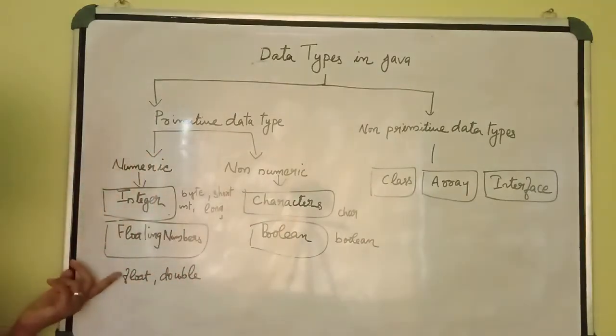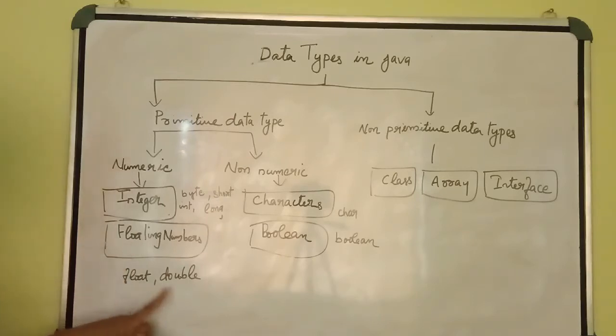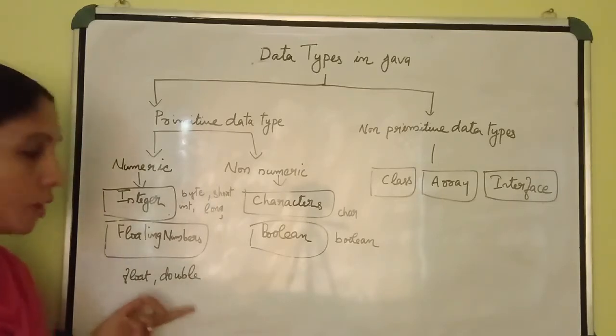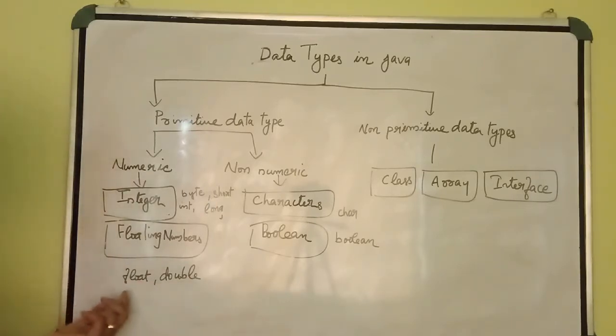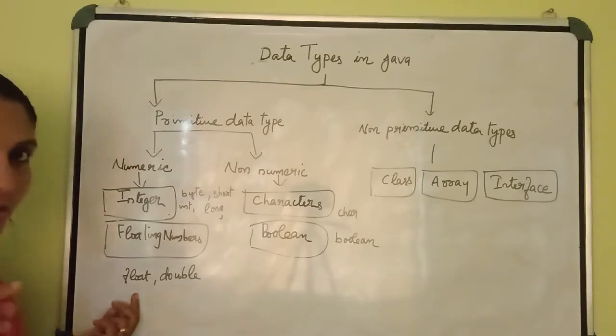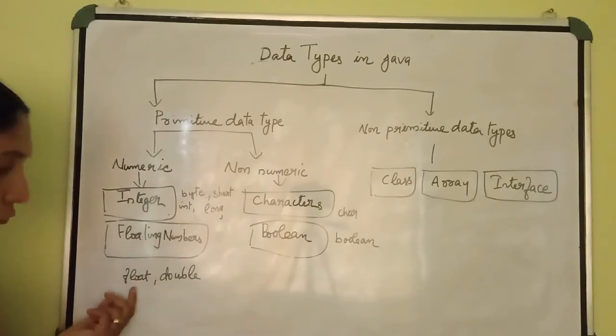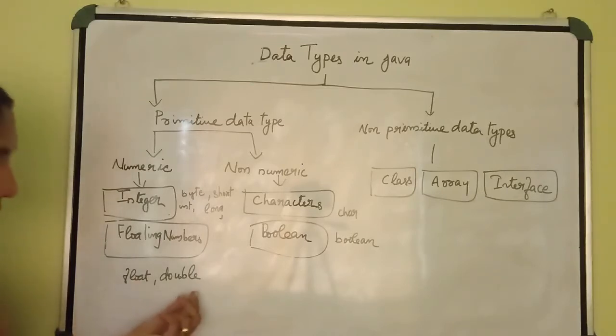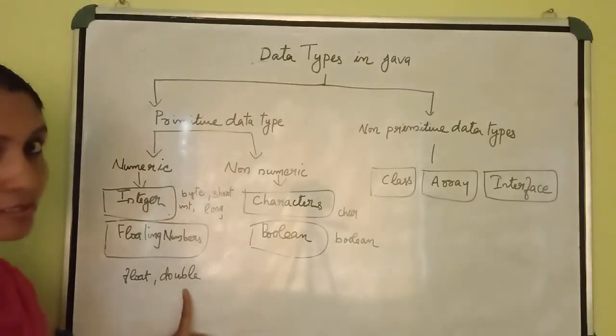And if you want to represent a fractional number, you may use the float or double data type. These are the two different floating number data types, and all are in small letters. When you are writing these data types, you have to write in small letters. Float occupies a small memory size, 4 bytes, and double gets 8 bytes. That means float represents single precision numbers, and double represents double precision numbers.